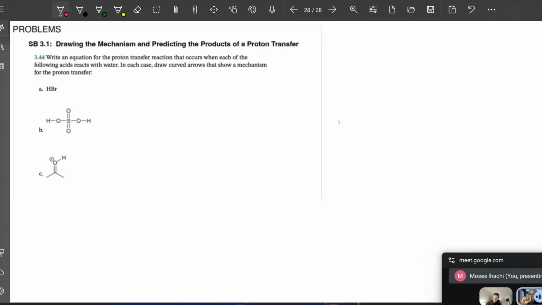Thank you. This is the next one you showed, right? Yes. So proton transfer is just transferring a hydrogen. The acidic hydrogen goes from one molecule to the other. Write the equation of proton transfer that occurs when each of the following acids reacts with water. So we are starting with H2O, and it is reacting with HBr. Where would you start your arrow?